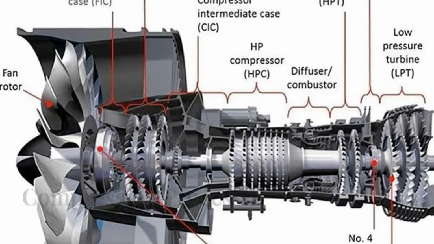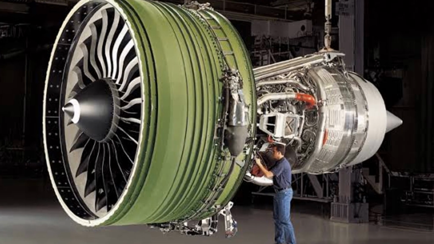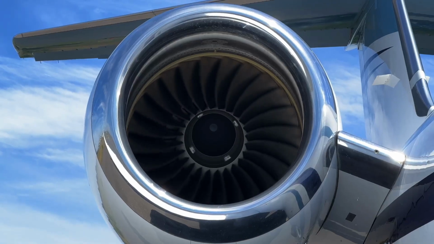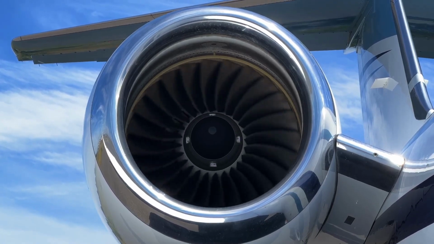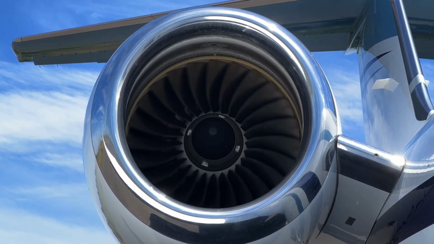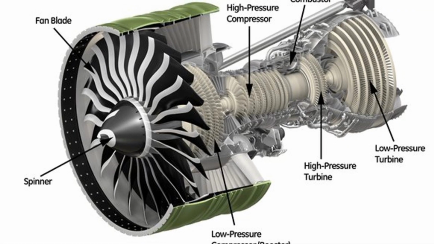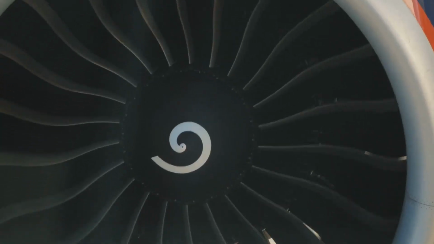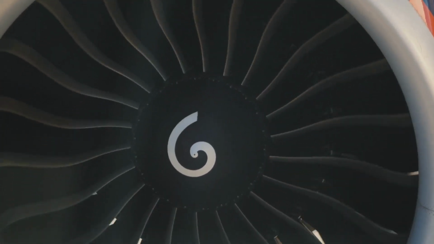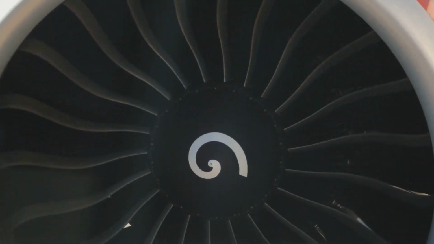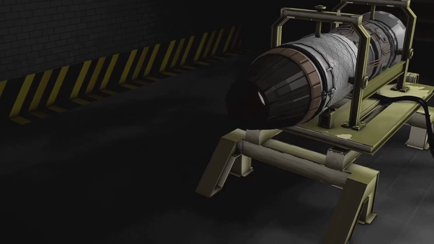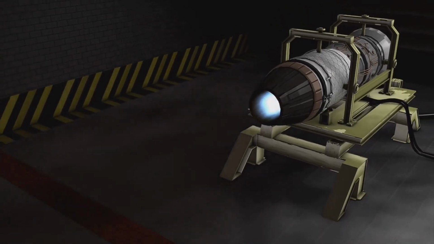Once the air passes through the fan, it enters the compressor section. The compressor consists of multiple stages of rotating and stationary blades. The rotating blades spin rapidly to accelerate the air, while the stationary blades slow the high-speed air to compress and increase its pressure. The compressed air rises in temperature, ready for combustion.